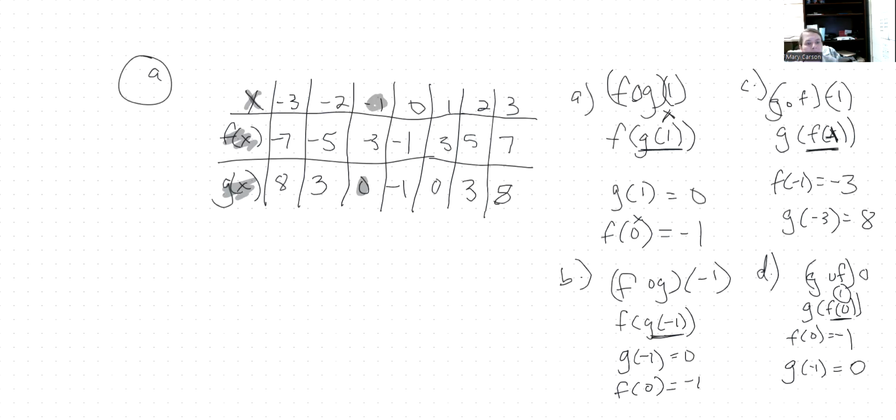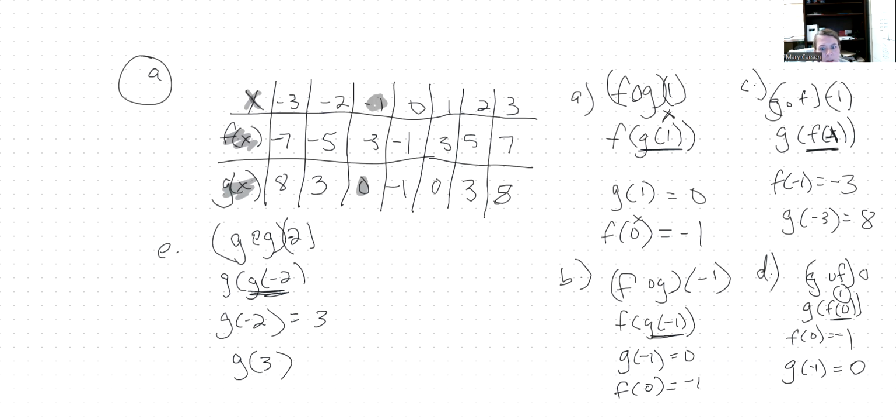Okay, then E is g of g of -2. What that means is we're going to go to g of -2 first. Here's -2, your x value is -2, and that's going to be equal to 3. And then you're going to do g of 3. So we go to 3, go down to g, and that's going to be 8.